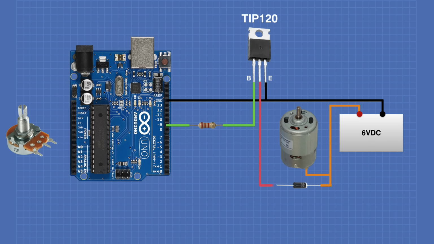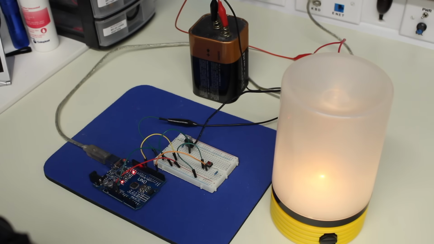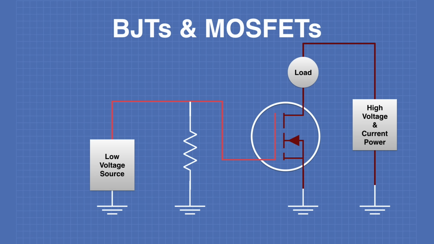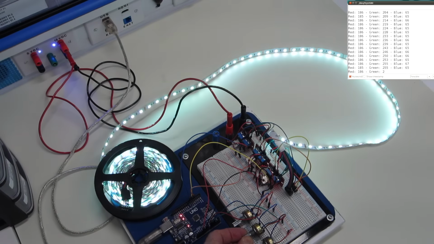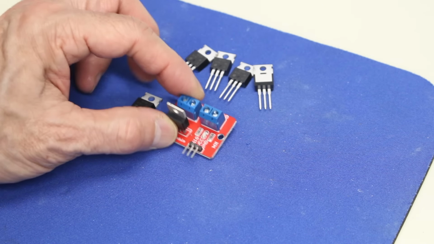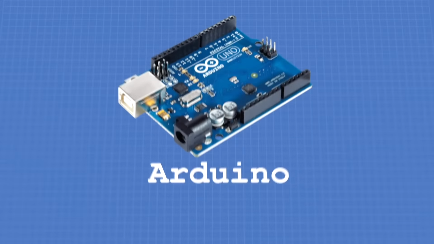Today in the workshop we'll be interfacing high current devices with an Arduino. I'll show you how to use BJTs and MOSFETs to control a lamp, a motor, and an RGB LED strip. We're taking control today, so welcome to the workshop.